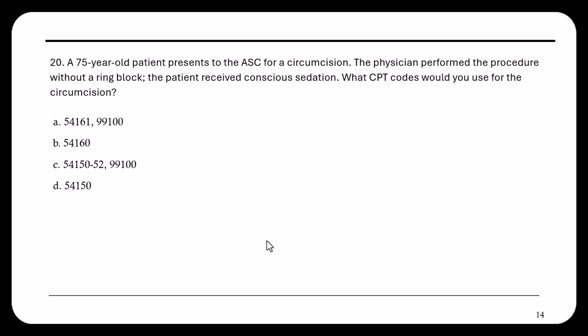Now, what do I have to do? Well, I probably have to look up to see which one of these fits better, 54161 or 54150. Come on. And it's 54150. And the way I found that is the fact that it was without a ring block, and that's where the modifier 52 comes from. It tells you within the actual code itself to use 52 in that particular circumstance.